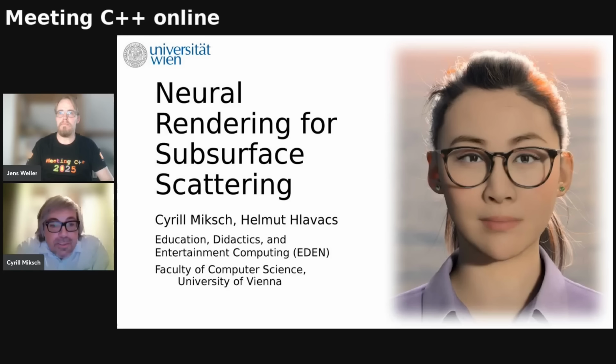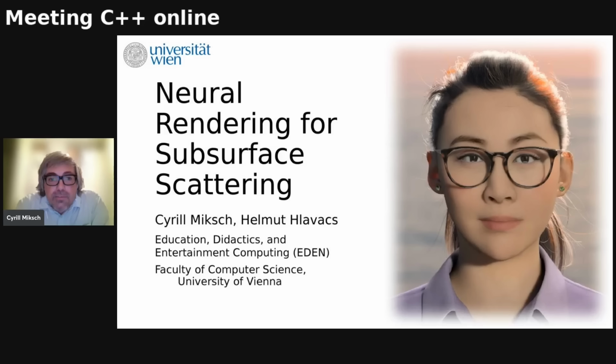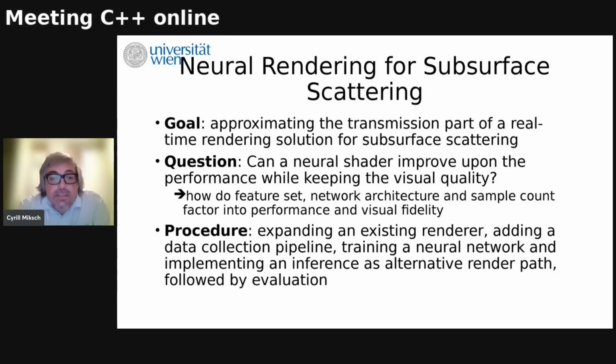So yeah, hi, my name is Kurt Miksch, and I'm also from the University of Vienna, where I write a bachelor thesis on neural rendering for subsurface scattering. The goal is to approximate the transmission part of a real-time rendering solution for subsurface scattering and see whether a neural shader can improve upon the performance while still keeping the visual quality. And furthermore, I want to see how different feature sets, network architecture, and sample count factor into performance and visual fidelity.